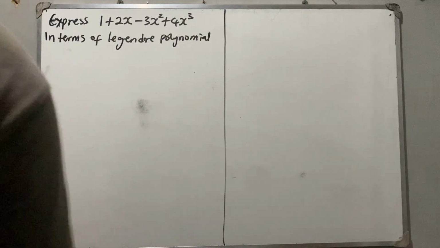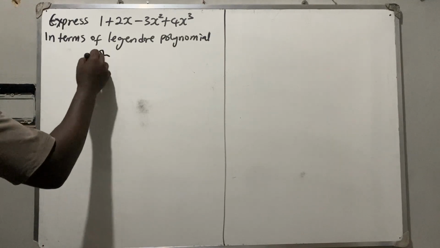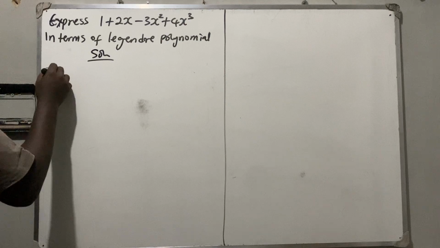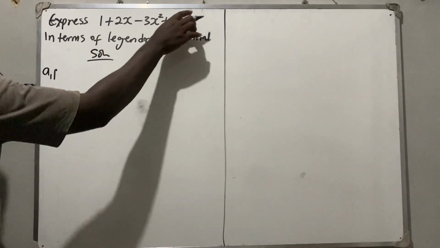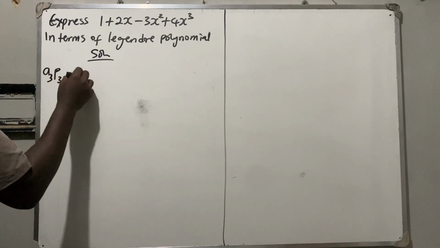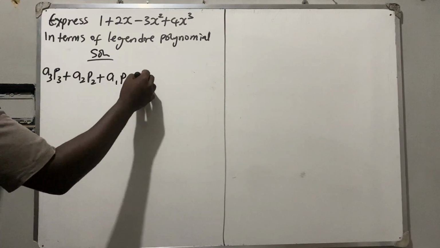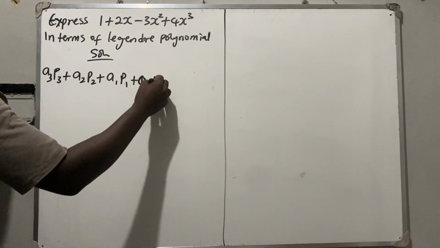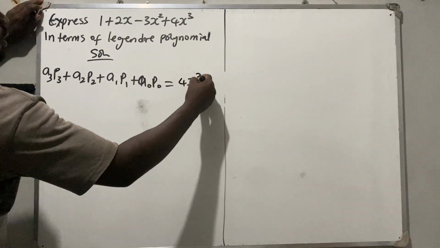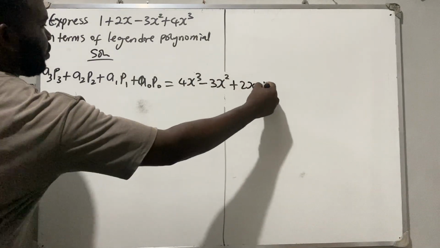In this video, we are asked to express this equation in terms of Legendre equation. So solution, to do that, we just say A3 P3 plus A2 P2 plus A1 P1 plus A0 P0 is equal to, you arrange these things. So I'm going to have 4x raised power 3 minus 3x raised power 2 plus 2x plus 1.